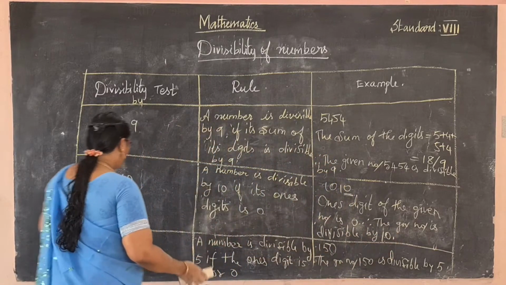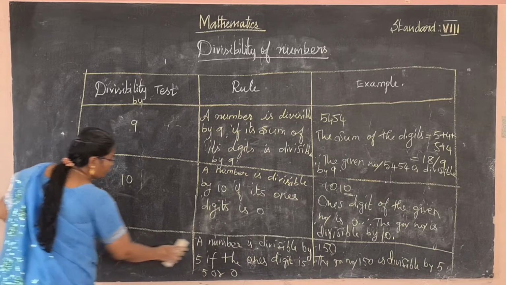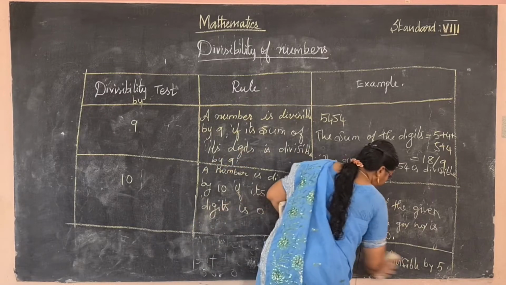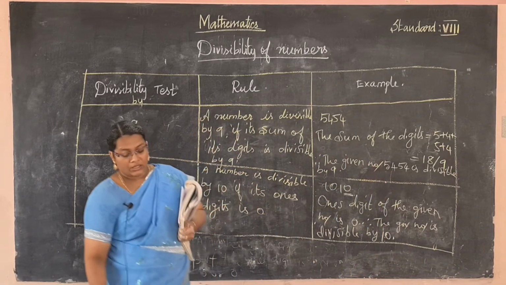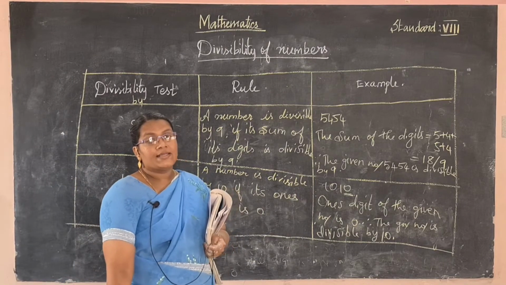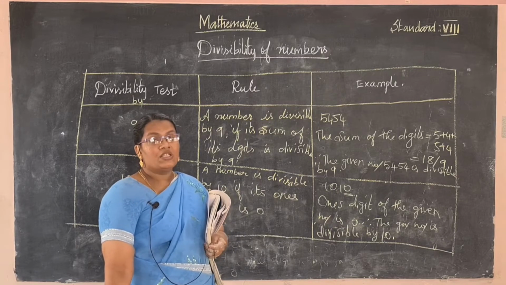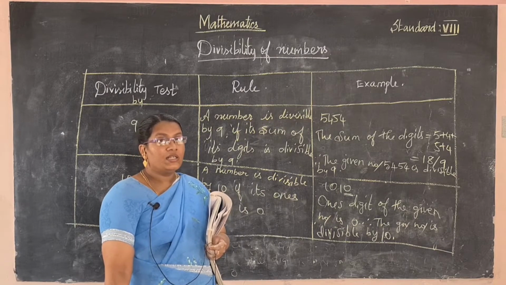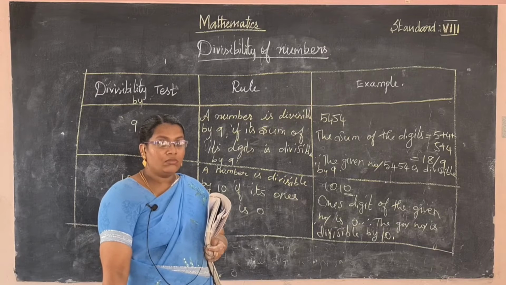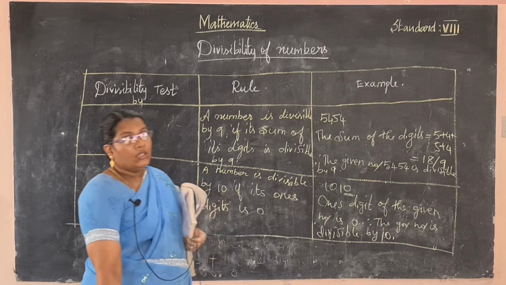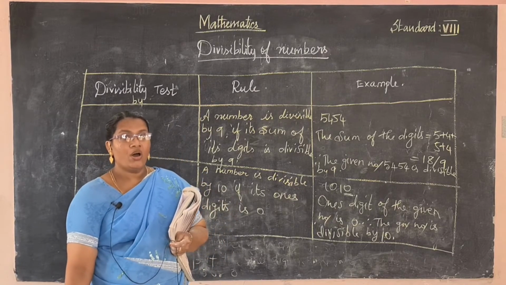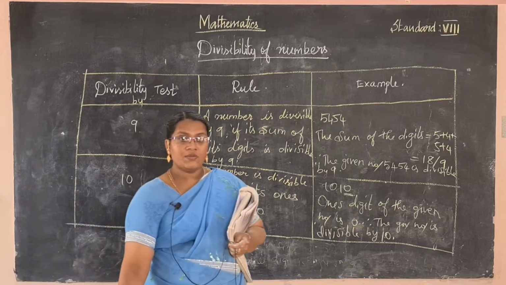Okay, that's it. So what are the divisibility tests we have learned? The divisibility test by 2: the ones digit is 0, 2, 4, 6 or 8, then the number is divisible by 2. Next, the test by 3: the sum of the digits is divisible by 3, then the given number is divisible by 3. Next, the test by 5: the ones digit is 0 or 5, then the given number is divisible by 5.